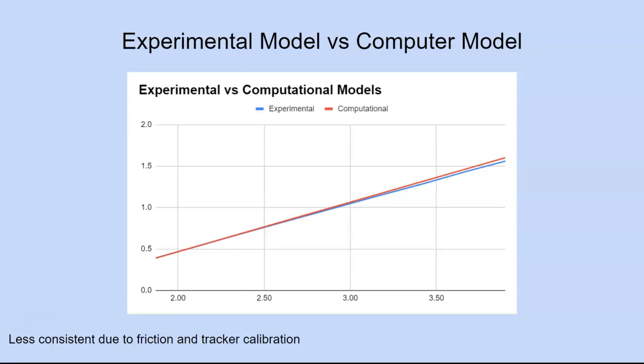As you can see, the computational model overestimates the distance traveled. This is because the computational model does not take into account friction and tracker calibration. And this explains why there is an overcompensation in the distance that was recorded.